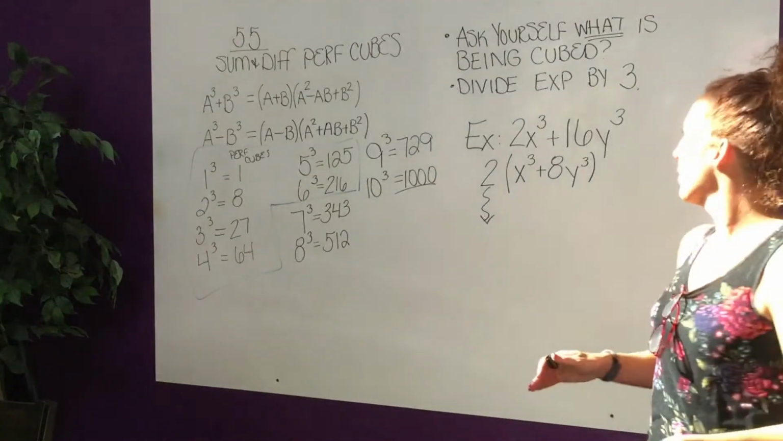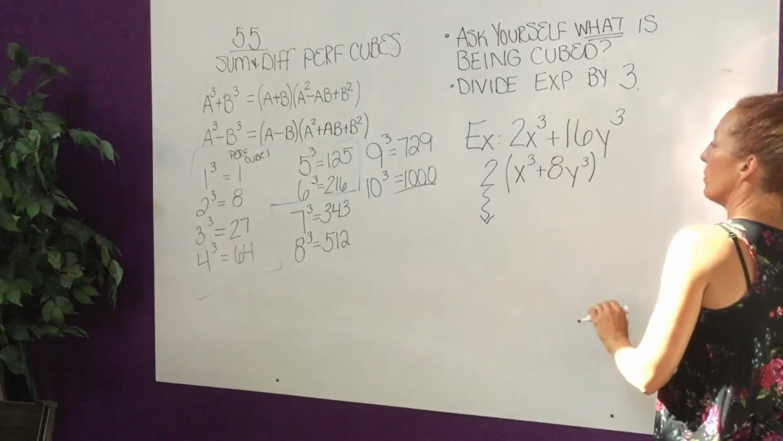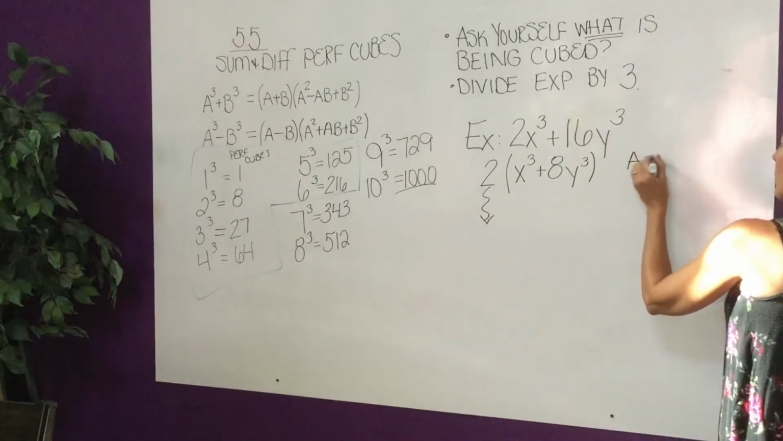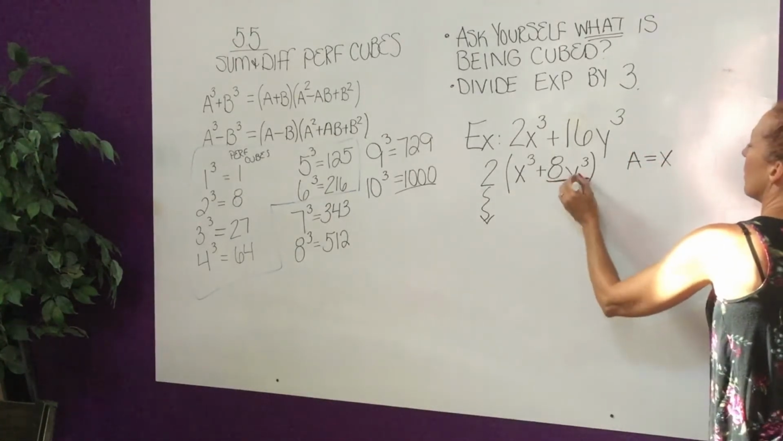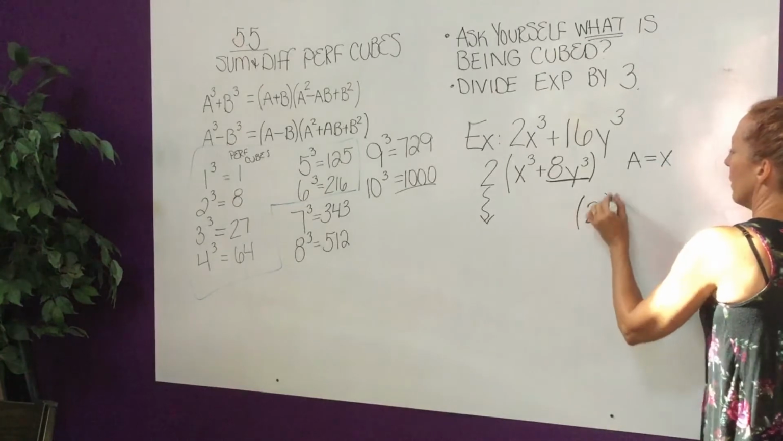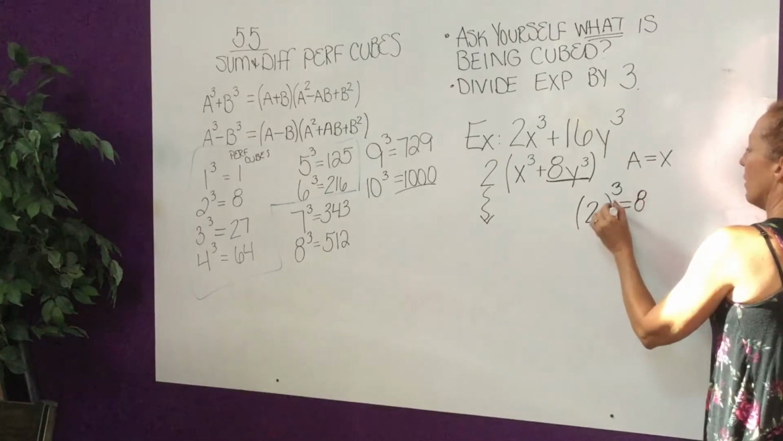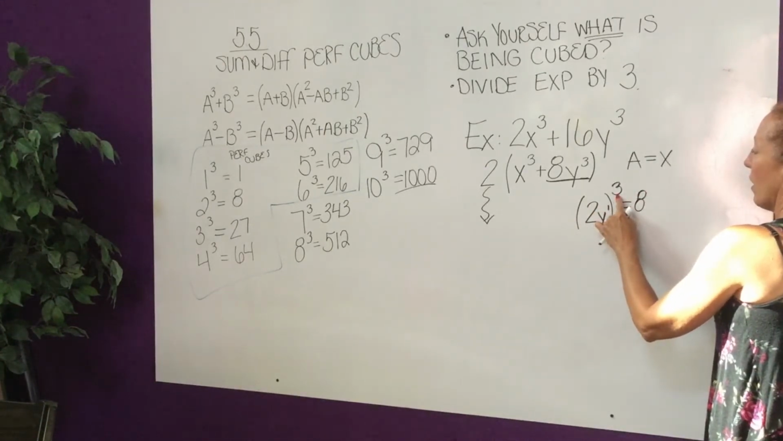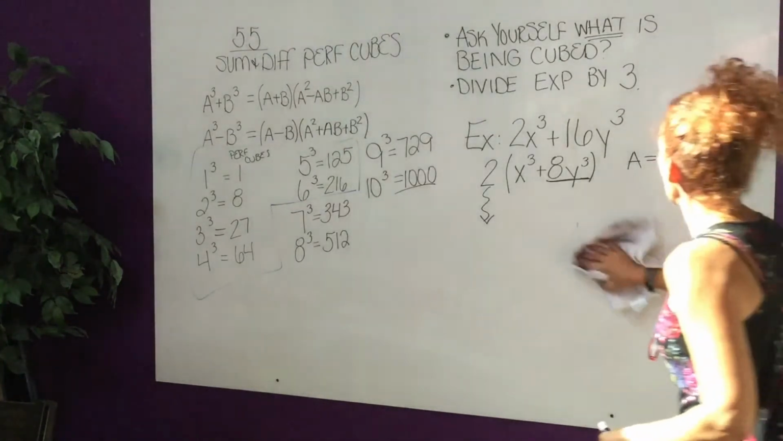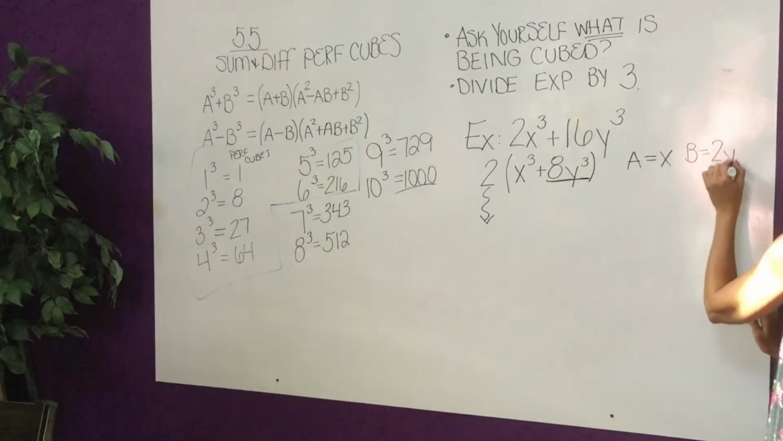And then you have to ask yourself, what is the A and what is the B? What is being cubed? Well, here, x is being cubed. So A is equal to x. Here, what is being cubed? Well, 2y is being cubed because 2 times 2 times 2 is 8, and y to the 1st times 3 is y to the 3rd. So, my a is x, my b is 2y.